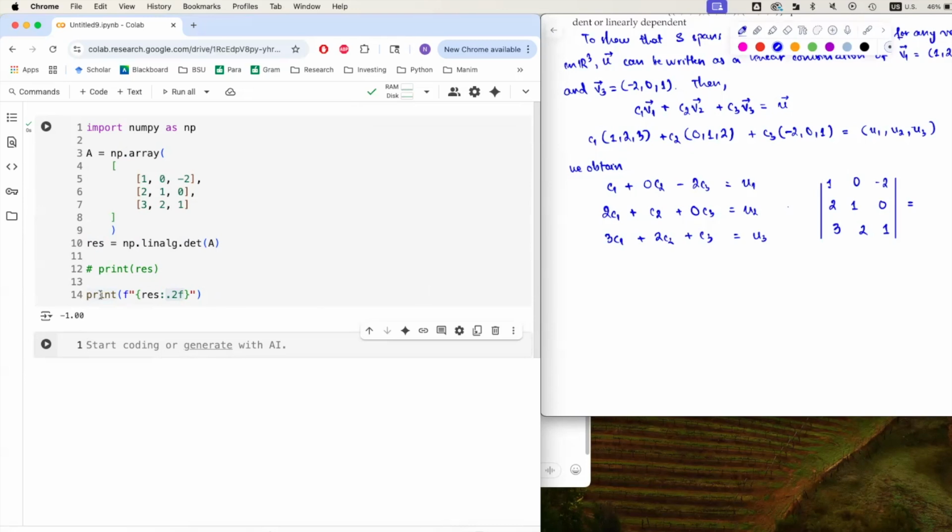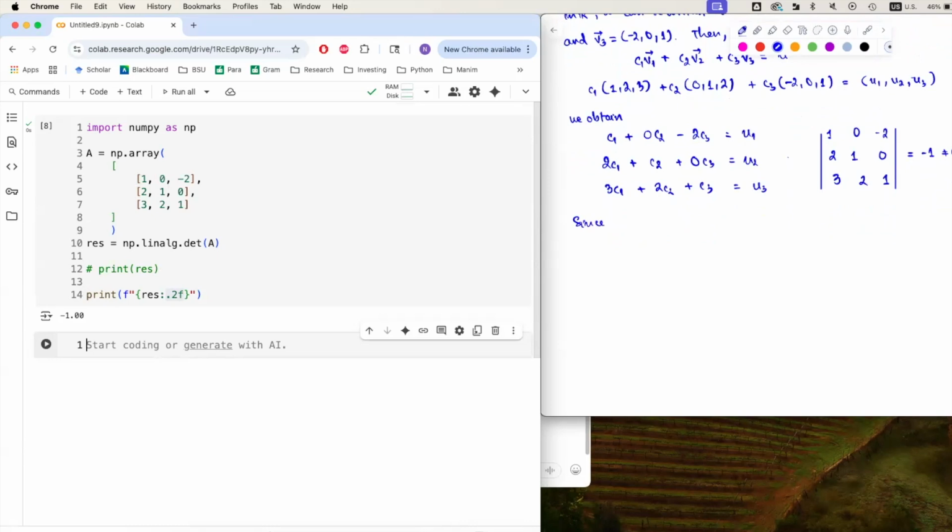So the determinant in this case is negative 1, which is different from 0. And from here, you can just conclude that there's a unique solution to the system. And therefore, v can be written as a linear combination of V1, V2, and V3. So since the determinant of A is different from 0, the system has a unique solution. That implies that S spans R3.